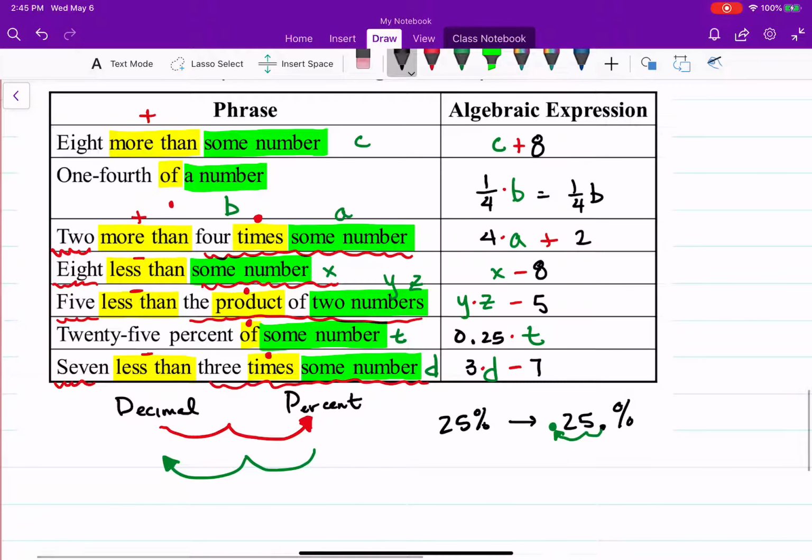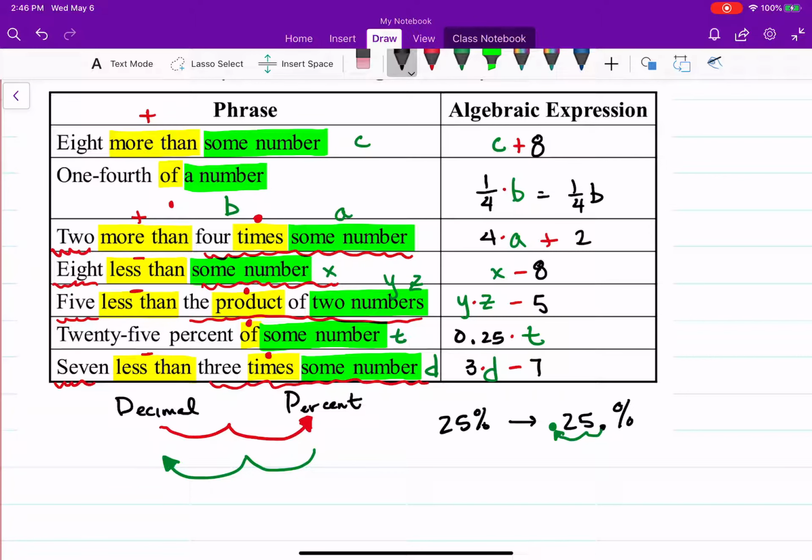Notice what I've done so far: I read the whole thing, found my operations, and found where I have to insert variables. When I say "some number" or "a number," I just use one variable. If it tells me there are two numbers, then I have two different variables. You could use a and z, a and b, x and y. It doesn't really matter, but it has to be two different variables.